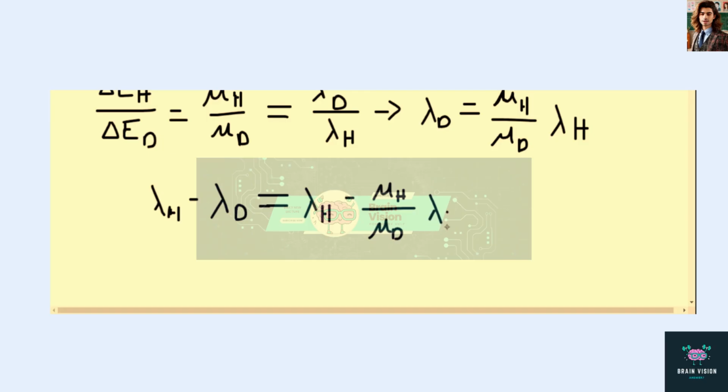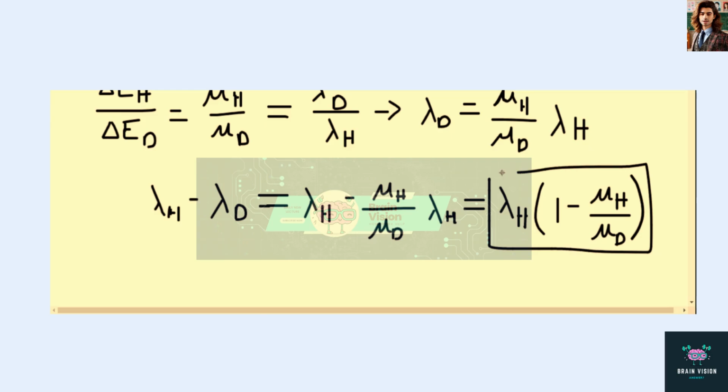We can pull the lambda H out front, since both terms have lambda H in them. So this gives us lambda H multiplied by 1 minus the ratio of the reduced mass for hydrogen, mu sub H, divided by the reduced mass for deuterium, mu sub D. And that's the equation we were asked to show, so that is our proof. We can box that in.